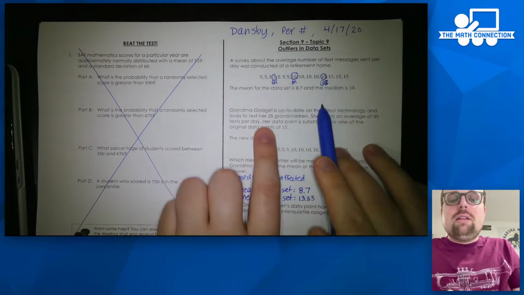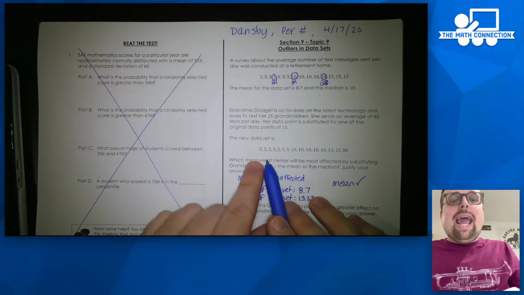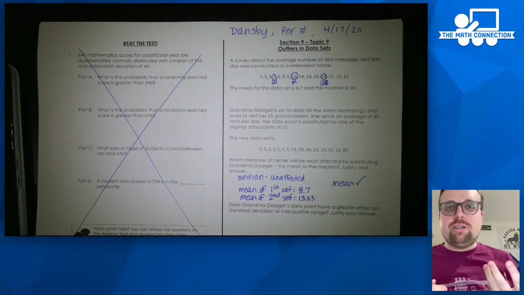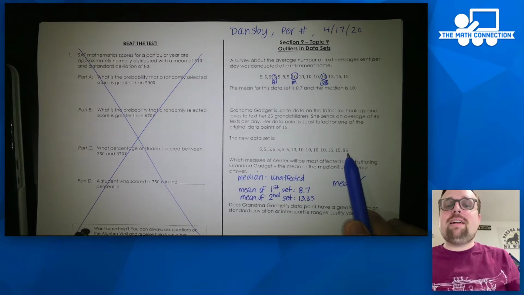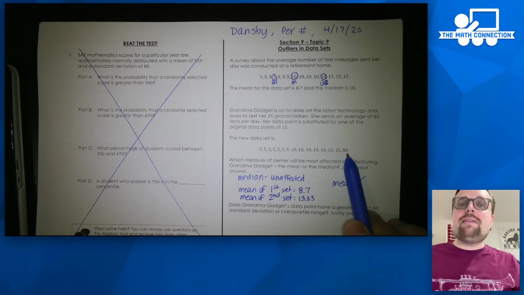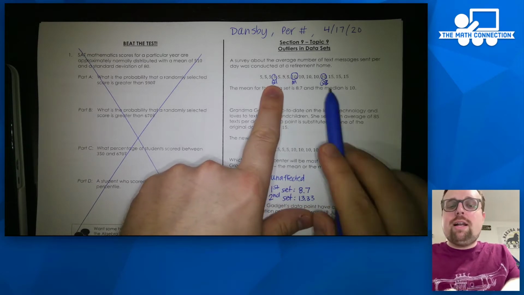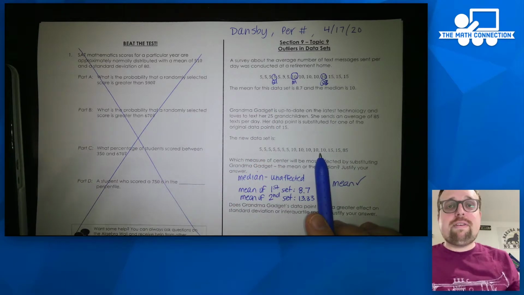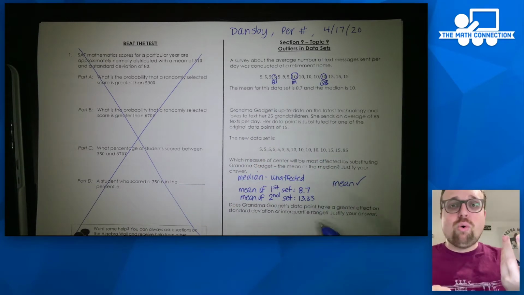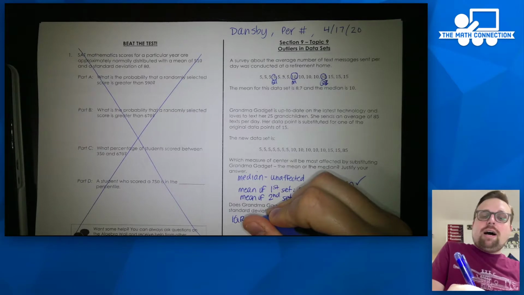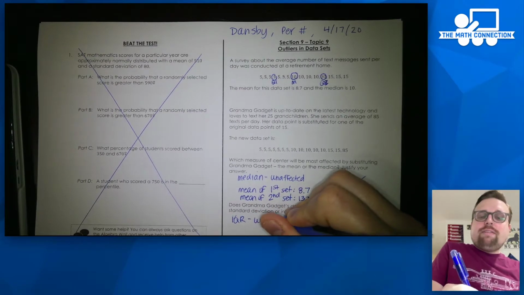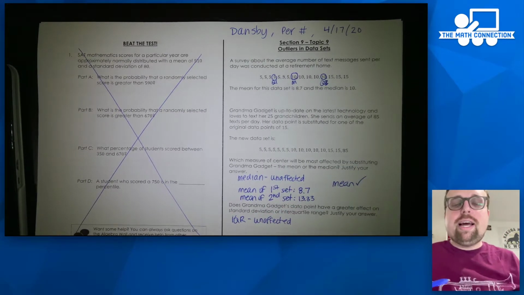If you look at the second data set, everything is in the same exact position it was before. The only thing that's different now is the very last piece of data is now an 85 instead of a 15. But what that means is that my Q1 and my Q3 are still going to be 5 and 10, and my interquartile range is still going to be 5. So the interquartile range will be unaffected by the fact that we now have this huge number at the end, which is 85.